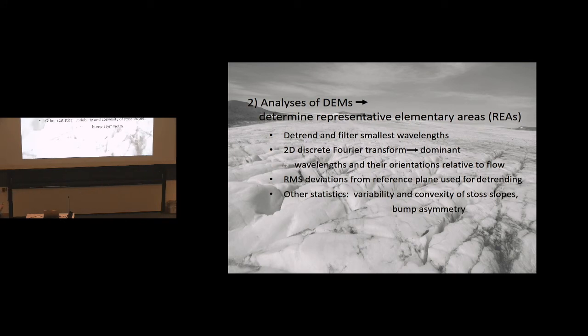We want to do the spatial statistics on these very large areas that we've mapped out, and ultimately, with those statistical parameters, identify small windows of the glacier bed that are representative morphologically to the larger bed area. And these are some of the things we do. 2D discrete Fourier transforms to look at dominant wavelengths and their orientations relative to flow. We look at the convexity of stoss slopes, bump asymmetry, and so forth.